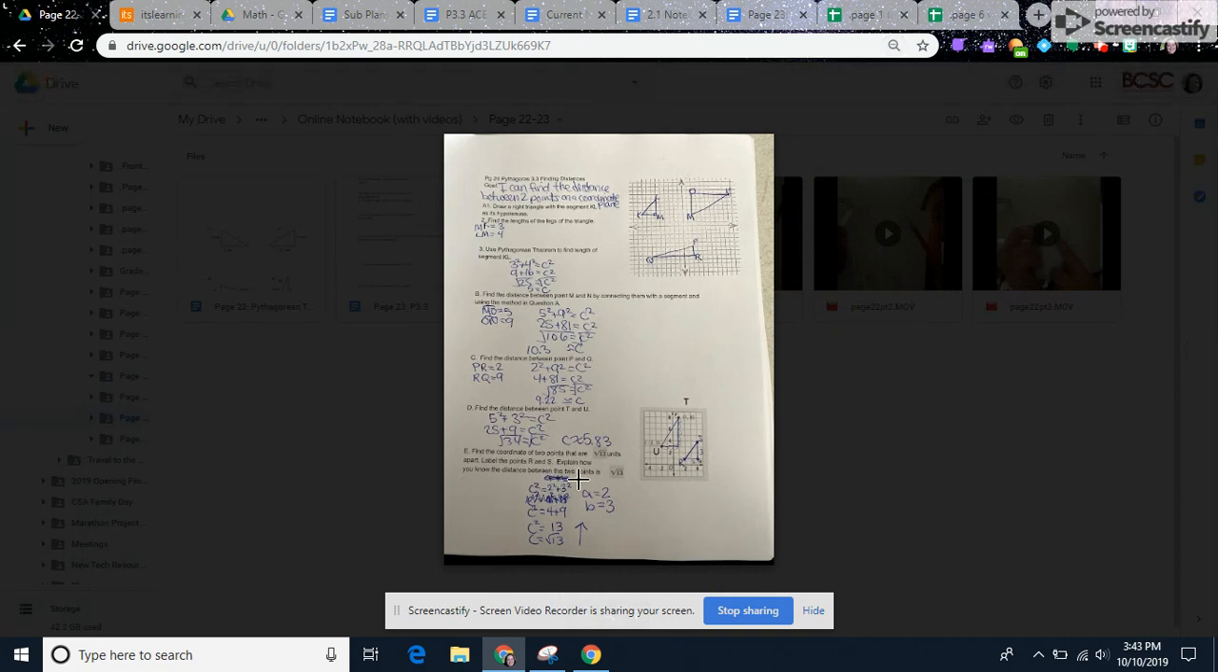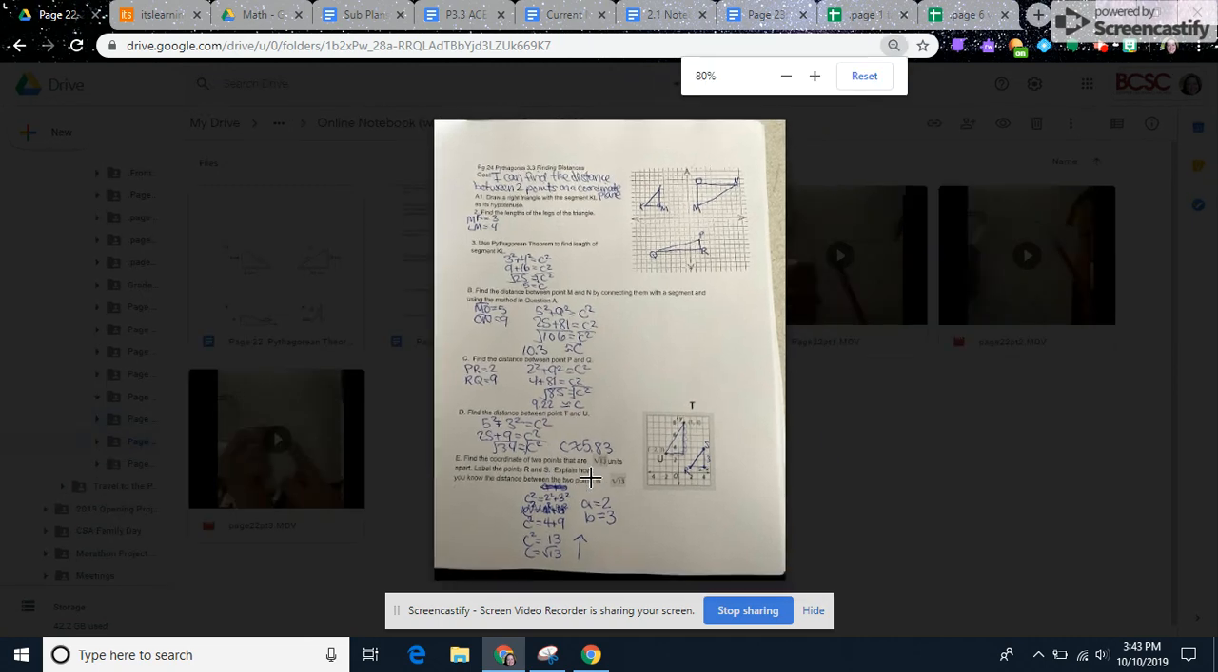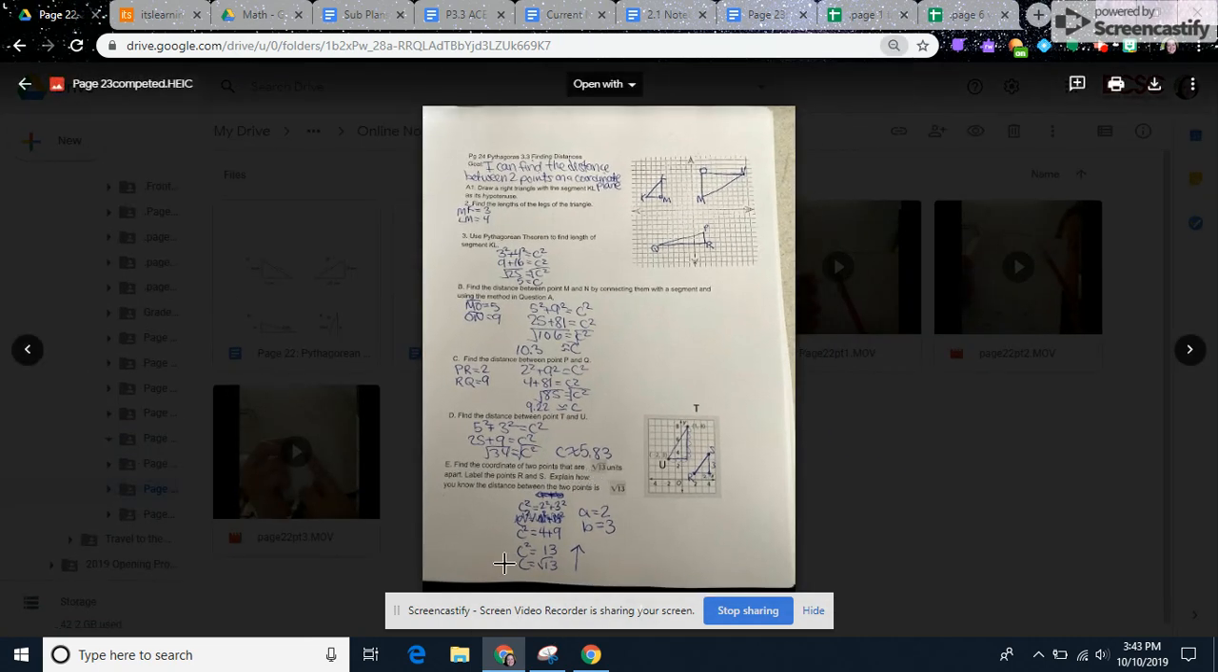It says find the coordinate of 2 points that's a square root of 13 units apart. So you kind of have to think backwards for these. So if you know that the coordinates need to be the square root of 13 apart, you're going to start down here. So if c equals the square root of 13, think about what you would do to go up a step. You would want to square both sides. So when you square c, you get c squared. When you square square root of 13, you get 13.